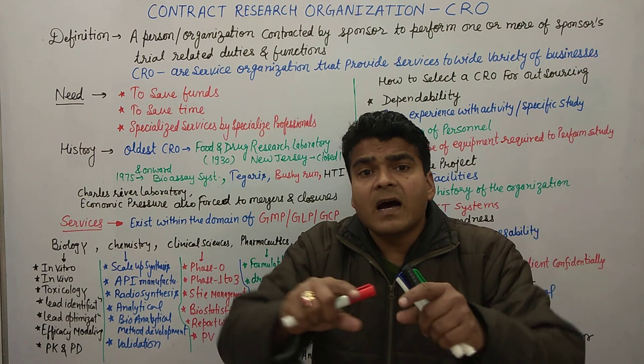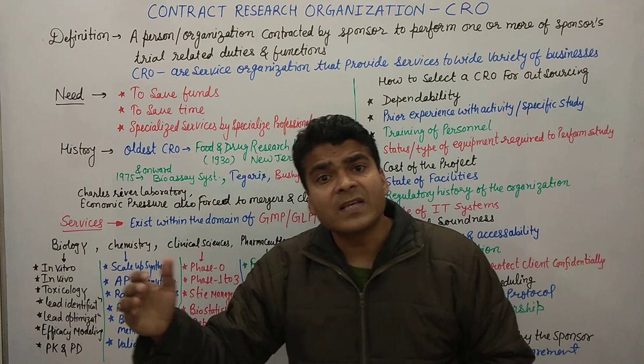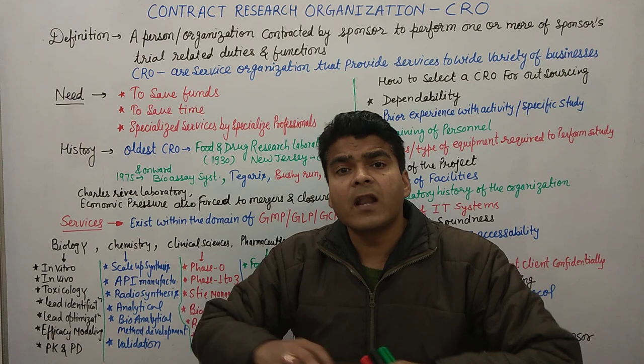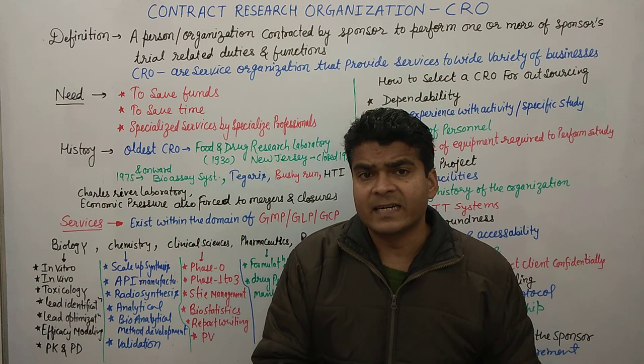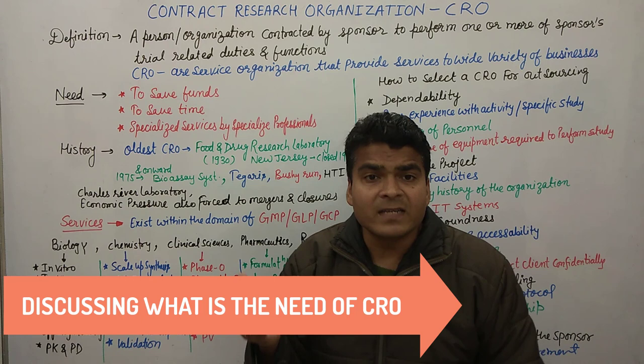Is that clear, everyone? Generally CRO is a very popular term in the life sciences, drug discovery, pharmaceutical and medical devices fields. There are a lot of companies that arose recently in the last 2-3 decades. We can say almost 1500 CROs can be found worldwide. So just look at what the initial need was, why the CRO was generated, what the basic need was.